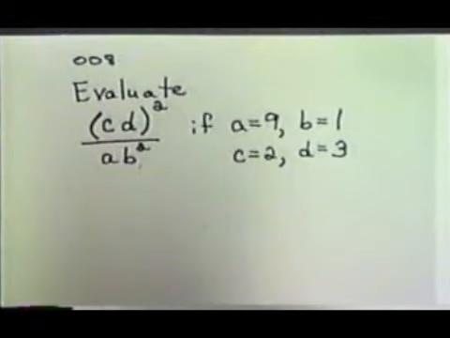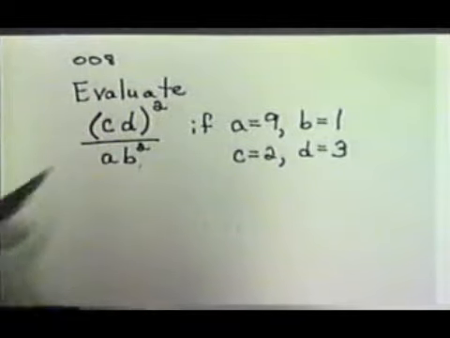I have one last expression I'd like for us to evaluate. It's the expression cd squared over ab squared. And this time a is 9, b is 1, c is 2, and d is 3. So let's fill in for the missing parts.